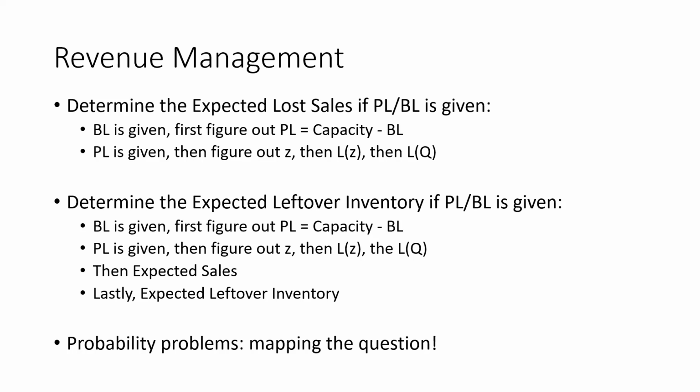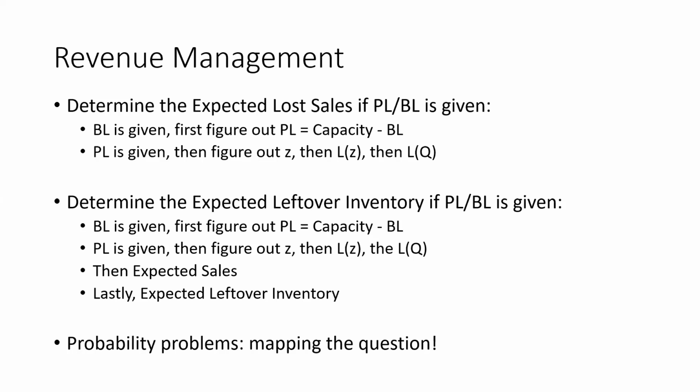If it's a Poisson distribution, then you skip the L of Z part and go directly to the L of Q, the lost sales. Then find the expected sales. And lastly, the expected level of inventory, by the performance measure formulas. Okay, and the third is the probability problem. You need to map the question.